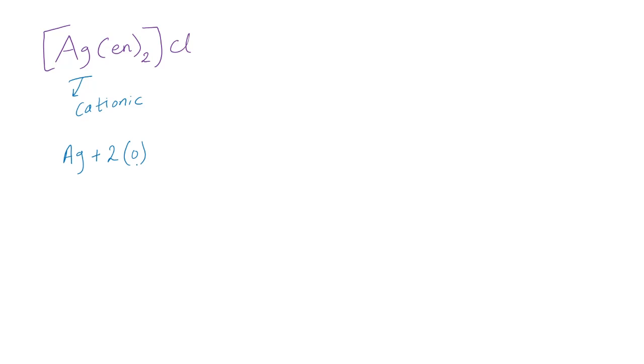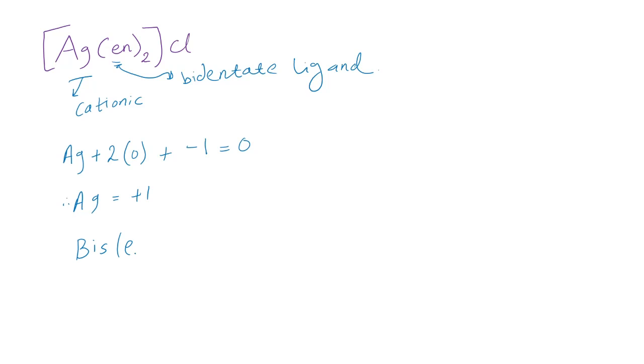Now, let's move on to the next example. First, this compound is cationic, so we name the metal as it is. And then we calculate the oxidation number like this. Silver plus 2 times 0, because ethylenediamine is a neutral bidentate ligand, plus minus 1 is equal to 0. And hence the oxidation number of silver is plus 1. So the whole name will be bis(ethylenediamine)silver(I) chloride.